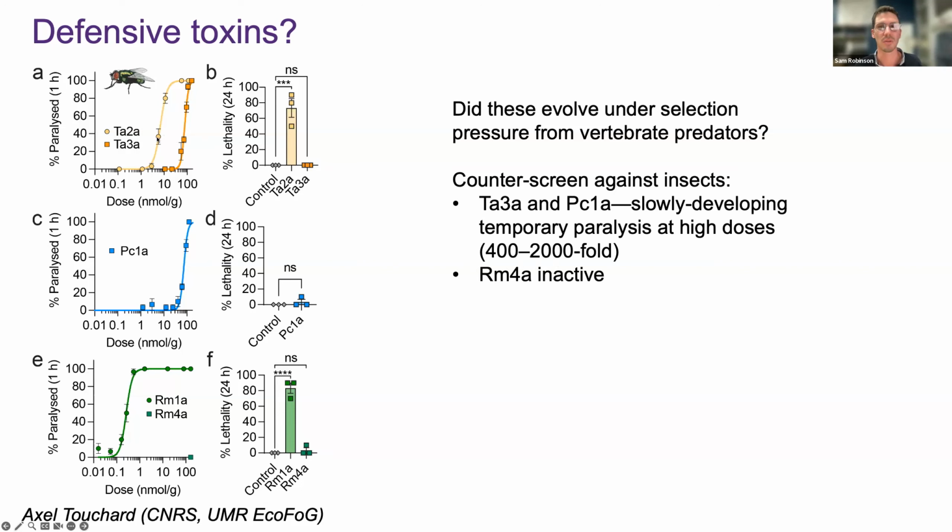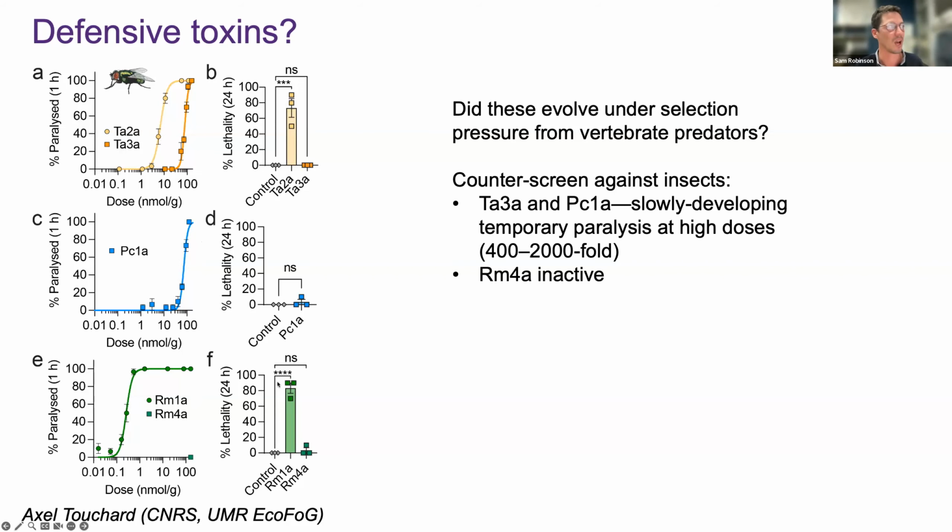Whereas if you take the other component from the venom, TA2A, that we'd synthesized, that causes rapid, irreversible paralysis that ultimately leads to lethality. PC1A, or Poneratoxin, was basically the same as TA3A, a slowly developing reversible paralysis, but only at high doses. And RM4A from the green ant, our pain-causing toxin, was completely inactive. This was contrasted by another peptide in the venom, RM1A, which caused immediate irreversible paralysis and death.